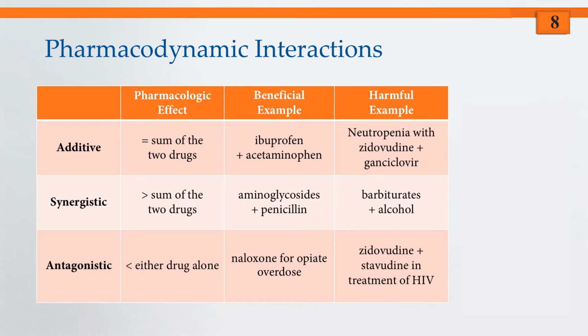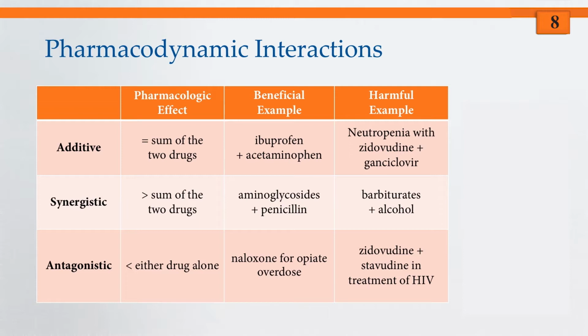An example of a synergistic combination that's beneficial is that of aminoglycosides with penicillin or vancomycin. So together these agents are used for the treatment of gram-positive infections because the cell wall agent vancomycin or penicillin allows the aminoglycoside access inside the cell wall. An example of a harmful synergistic combination is that of barbiturates and alcohol.